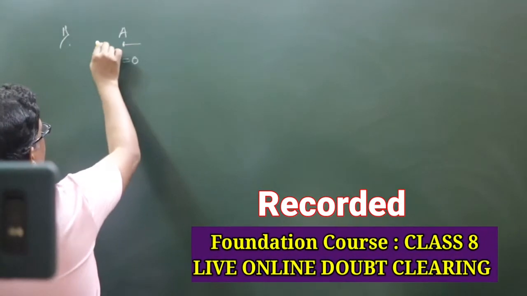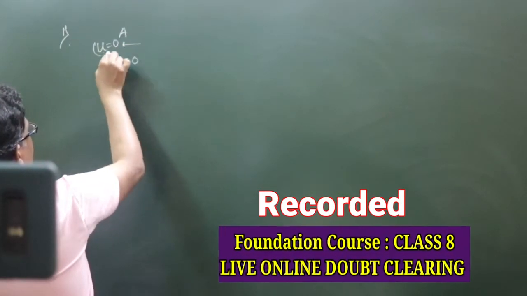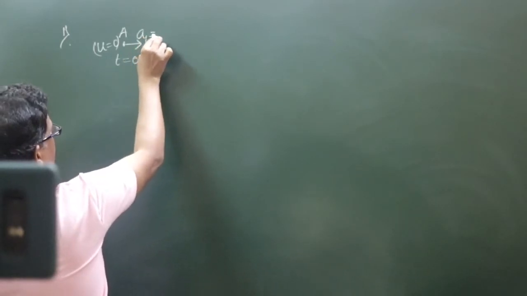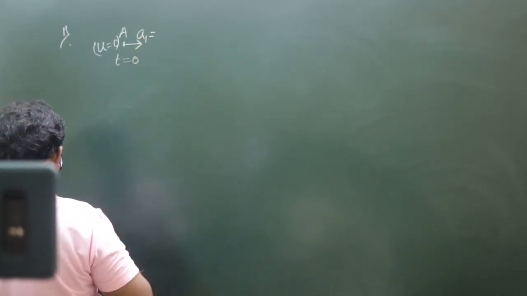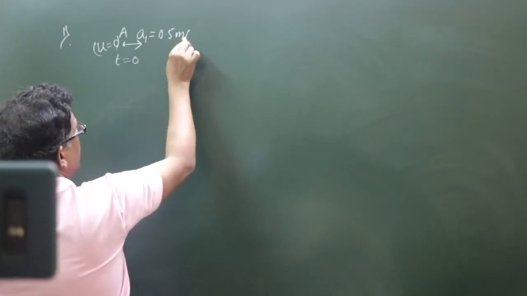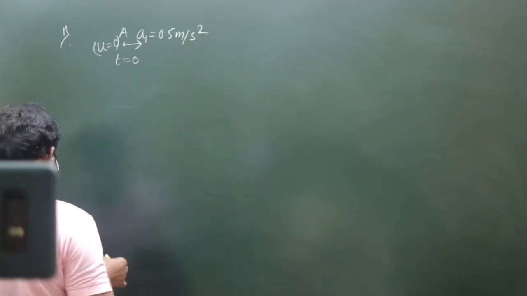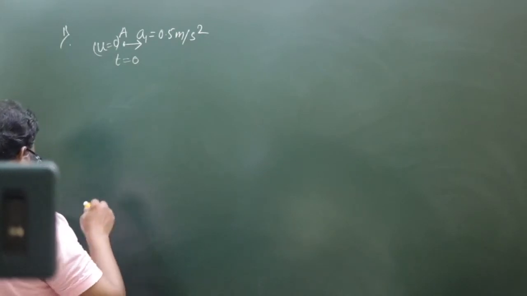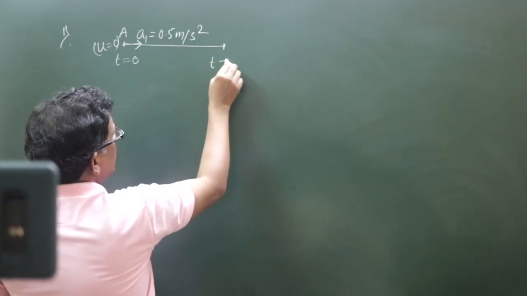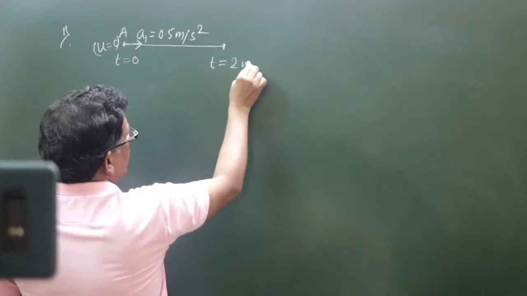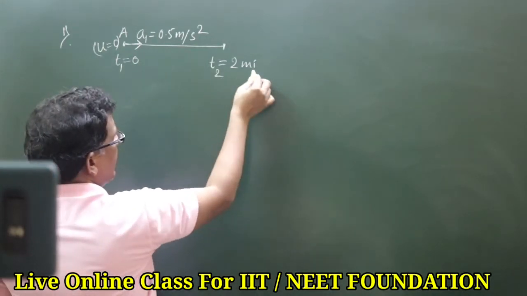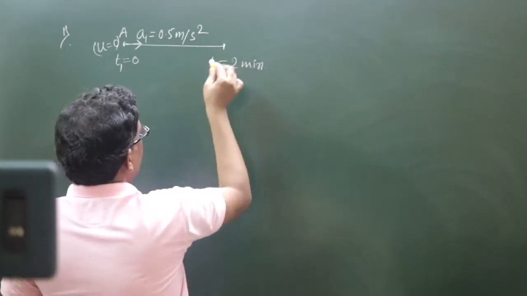So, at this point the initial velocity is 0, right? Then it is moving because of some acceleration, and that uniform acceleration is given as 0.5 meter per second square. With this acceleration the train travels for 2 minutes. This is t equal to 2 minutes. This was the starting instant, and this is the second instant about which we know.